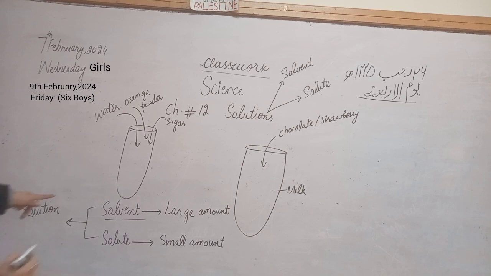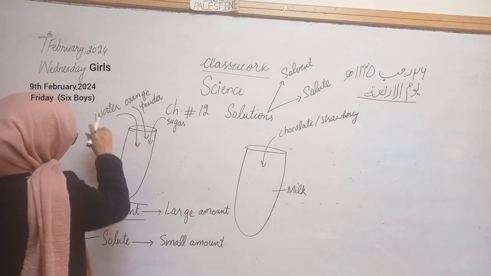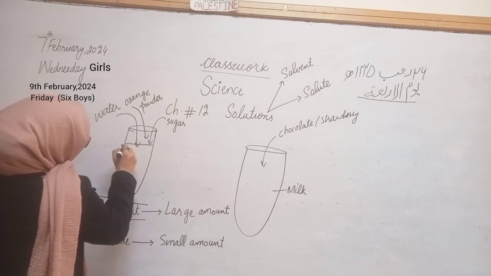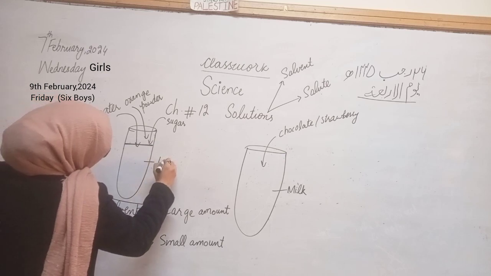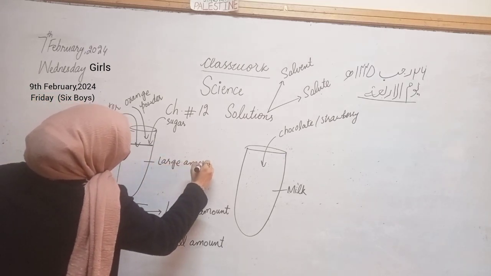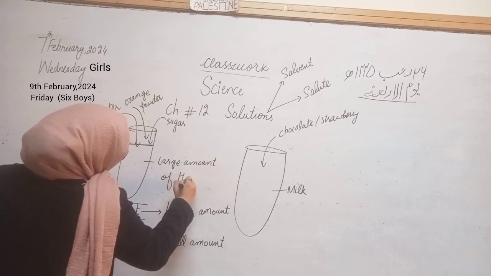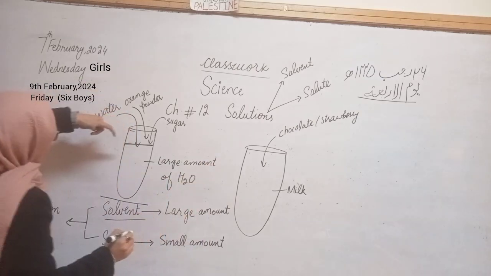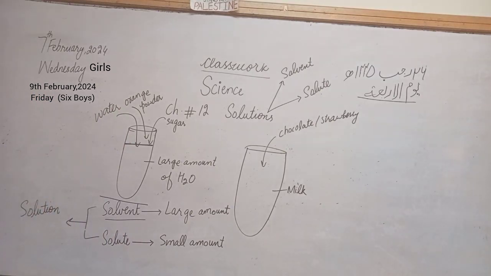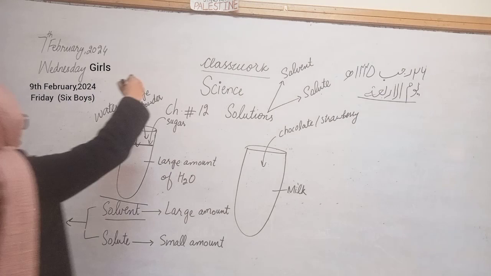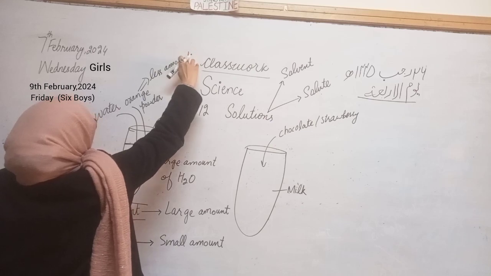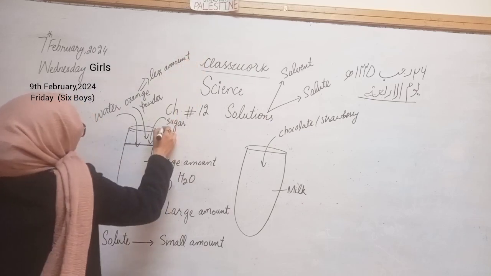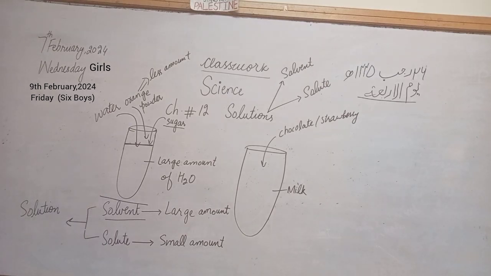For example, in this drink, we pour water that is in the large amount, and in addition to it, when we will pour orange powder, we will just pour 2 tablespoons or 3 tablespoons, that is in the less amount. In addition to it, sugar is also solute because we will add this component according to our requirement.